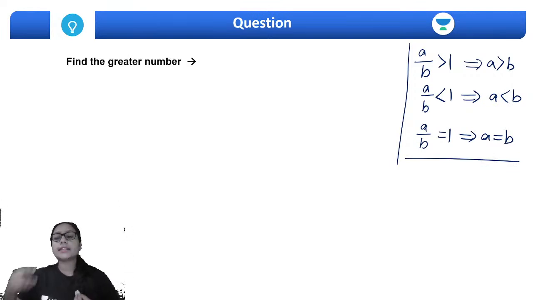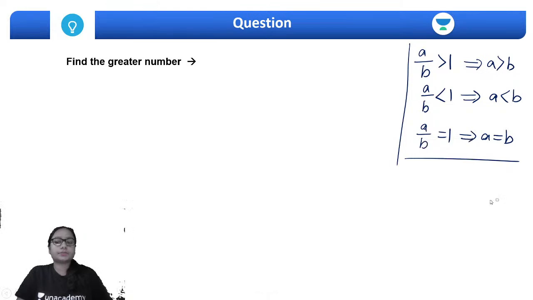Now, when it is given that you have to find the greater number or the smaller number, you can make use of this. Just find the ratio of the two numbers and then according to this you can get the answer.